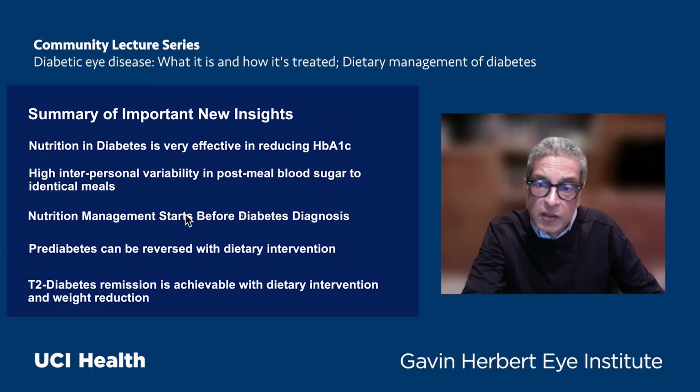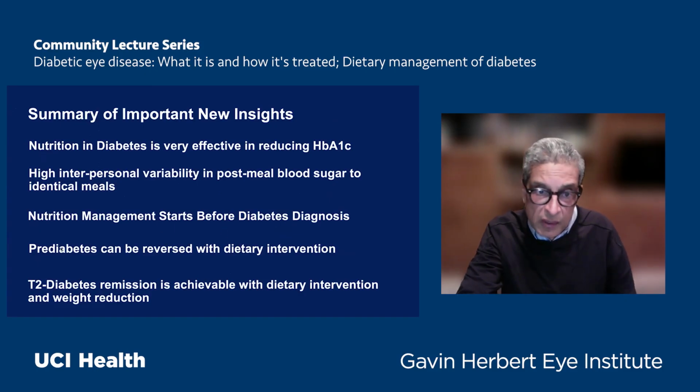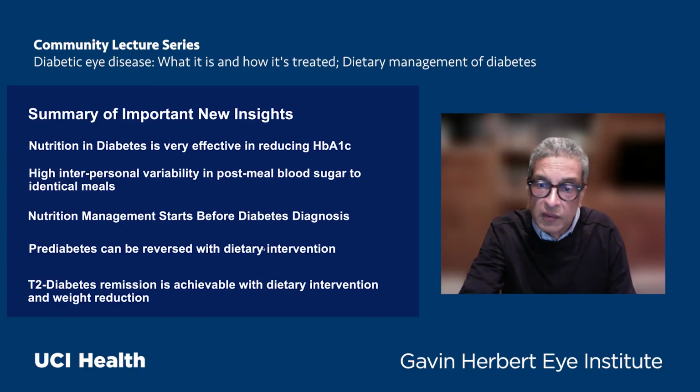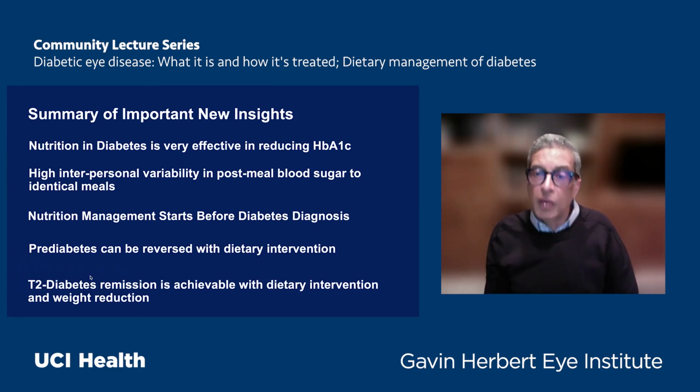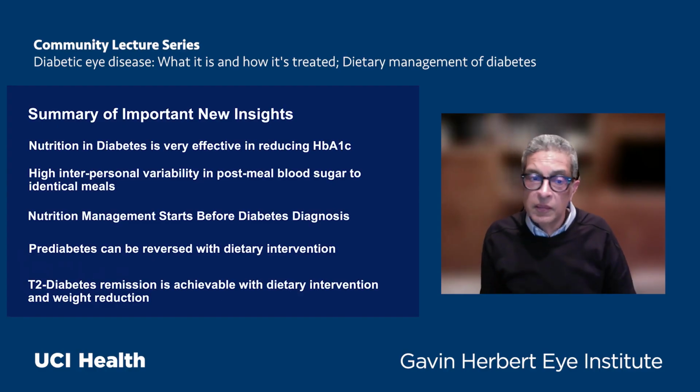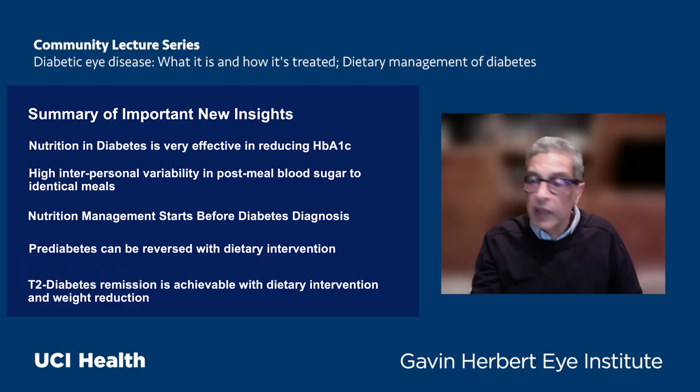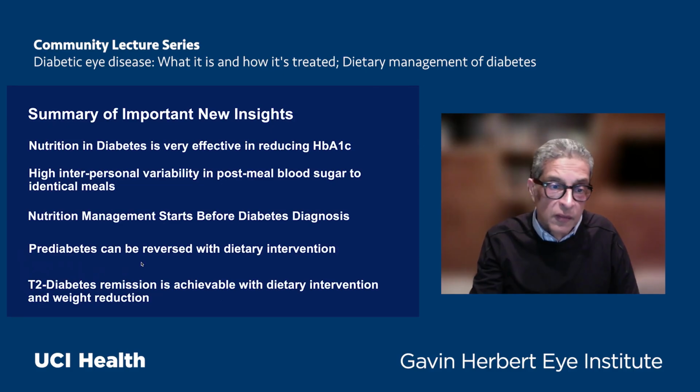Nutrition management starts before diabetes diagnosis, like in prediabetes. And prediabetes can be reversed with dietary intervention. And lastly, very exciting, type 2 diabetes remission is also achievable with dietary intervention and weight reduction. This weight reduction is kind of well known already with bariatric surgery. That is something that reduces weight by surgical means, where a large amount of weight is lost, and those people can actually become diabetes free if successful.